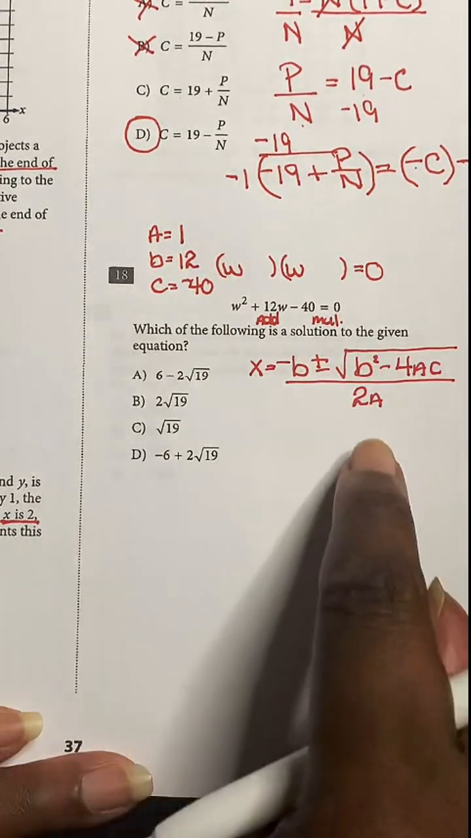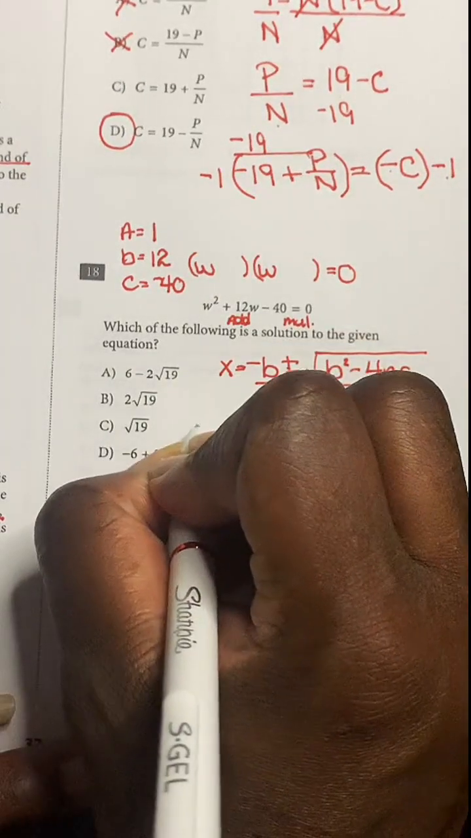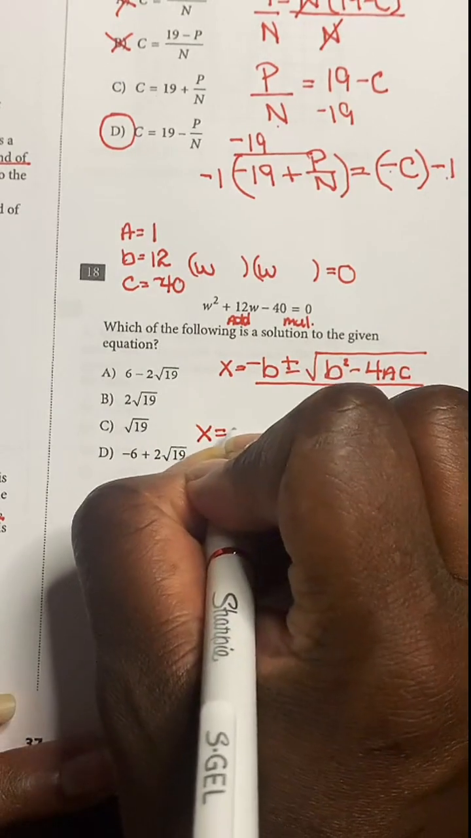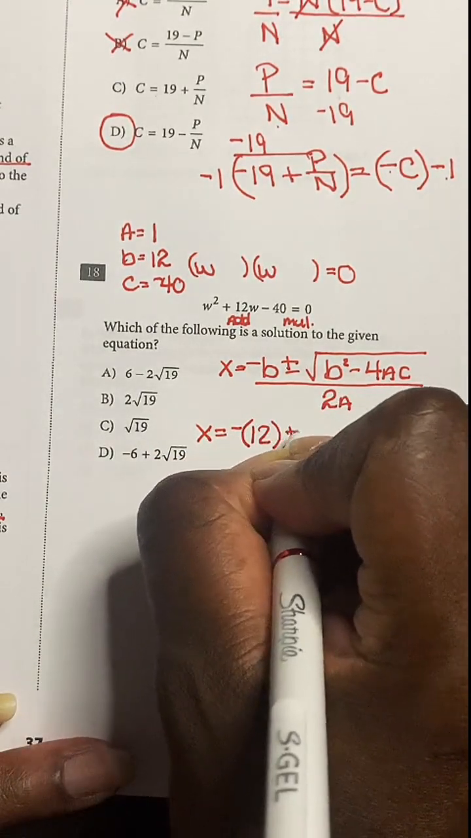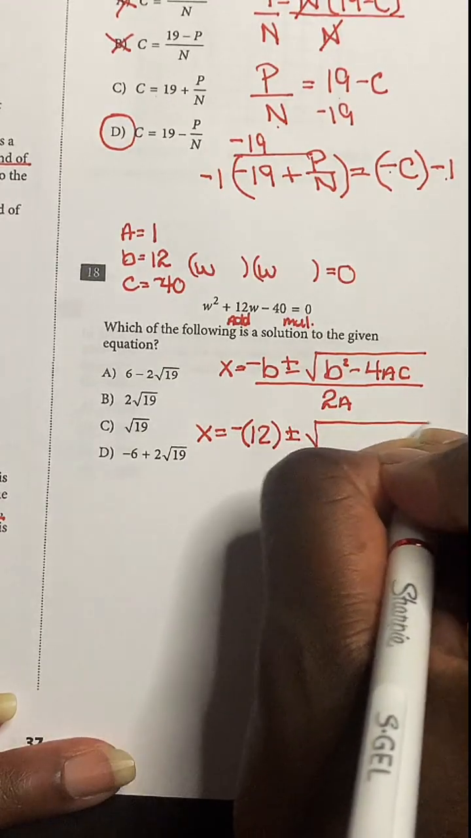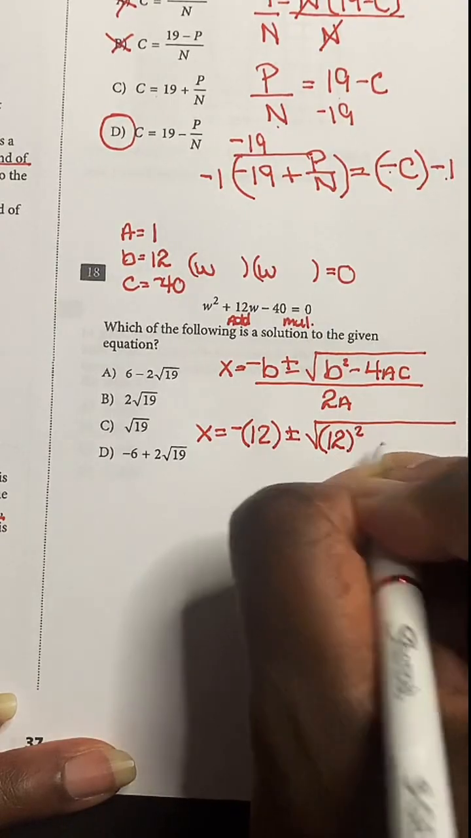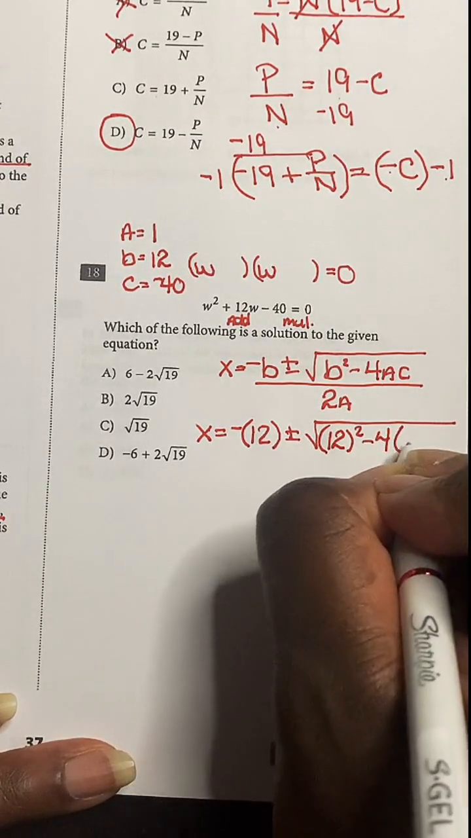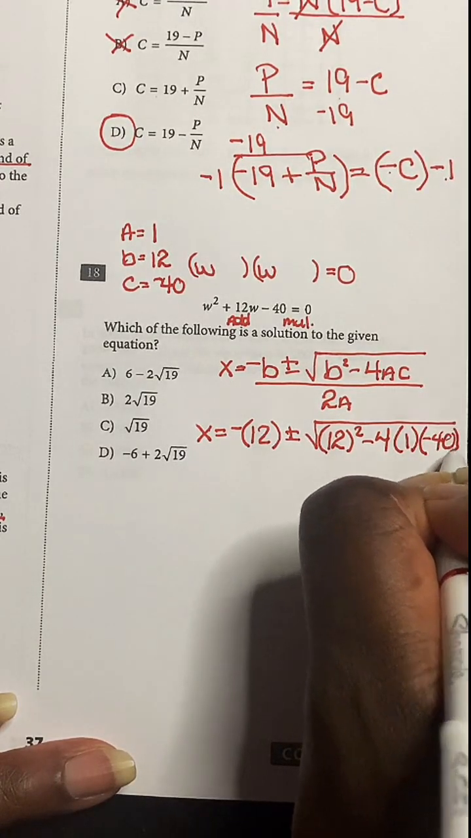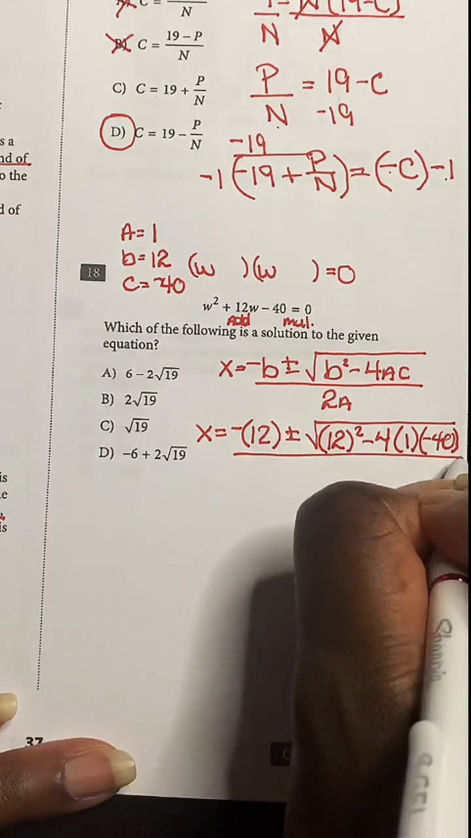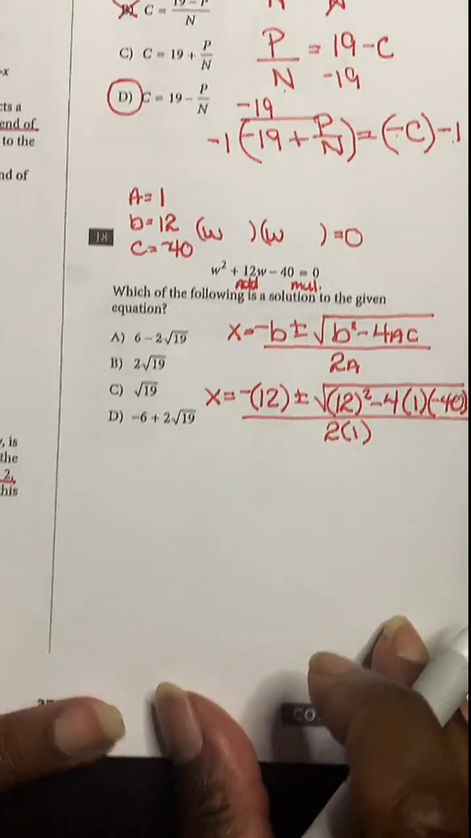We're going to take this information and plug it into this formula. So I'm going to write as I can. So we have a negative 12 plus or minus the square root. My b is 12 squared minus 4 times my a, which is 1, and my c, which is negative 40. And all of this over 2 times my a, which is 2 times 1.